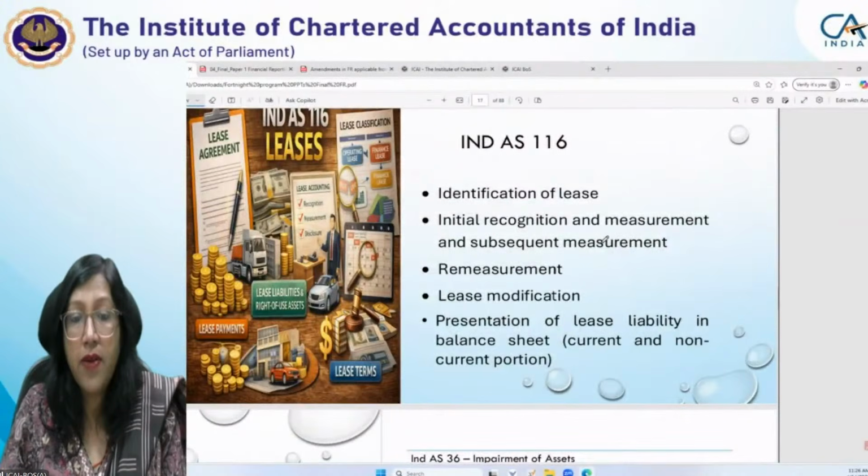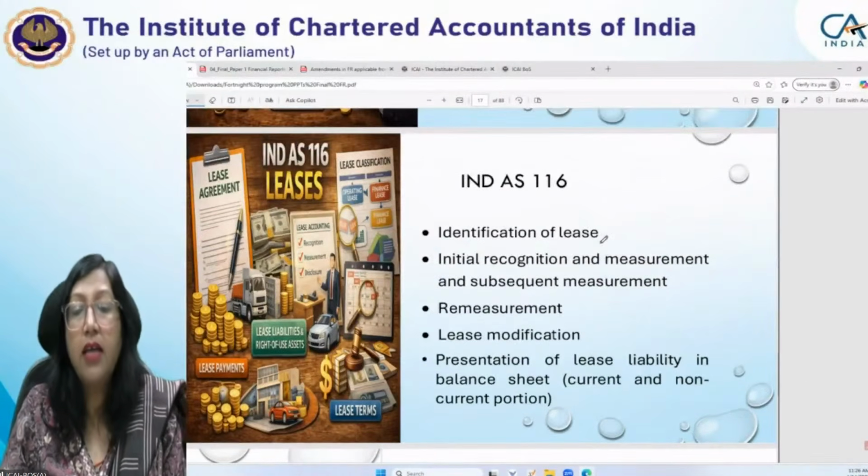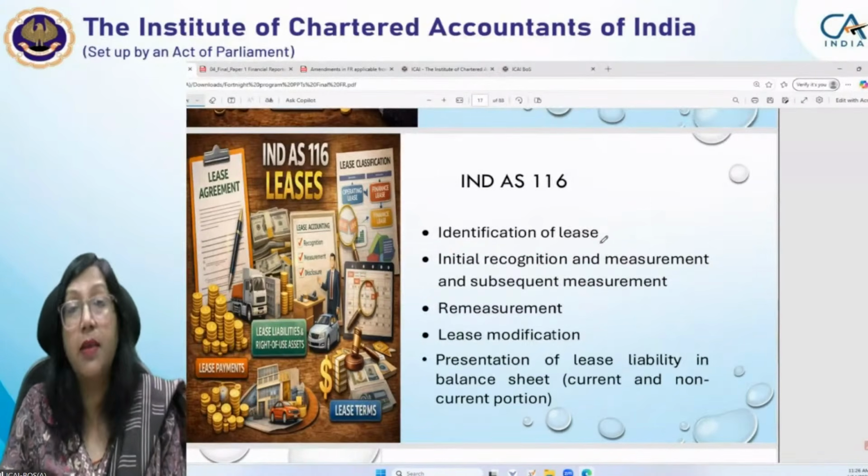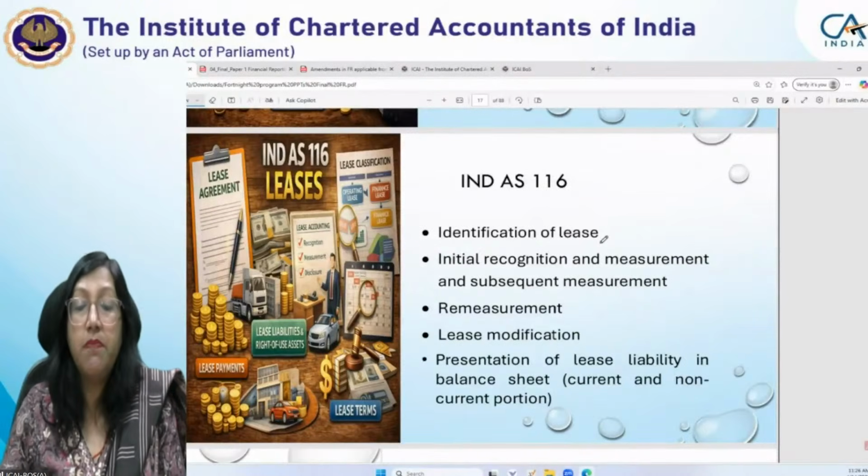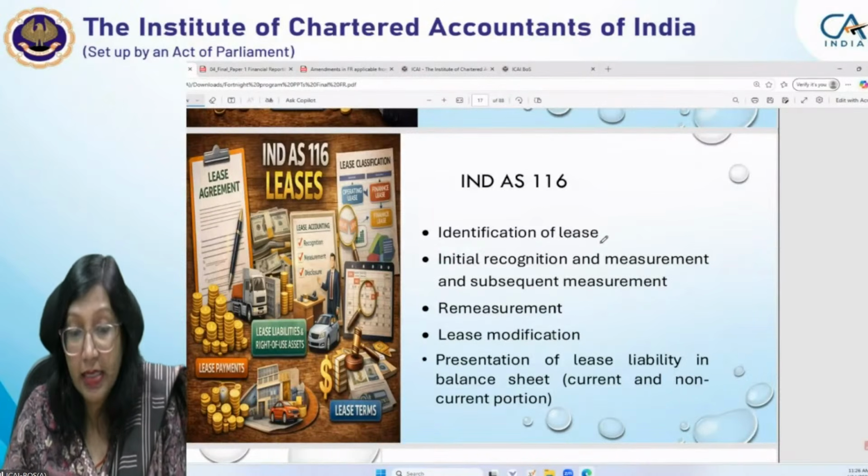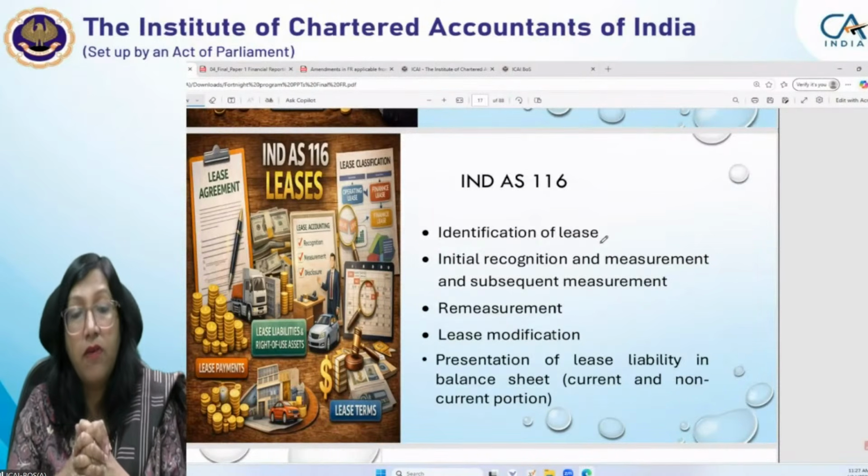For Ind AS 116, the important topics are identification of leases, initial recognition and measurement, subsequent measurement, remeasurement, lease modification, and presentation of lease liability in balance sheet. What is remeasurement under Ind AS 116?